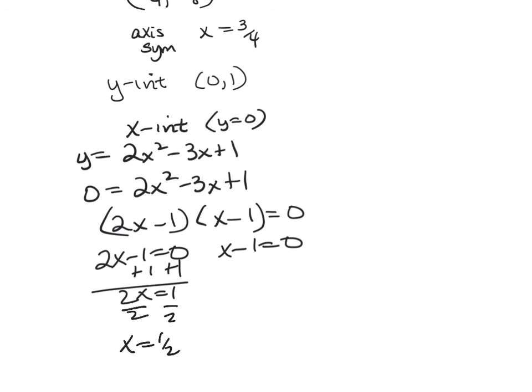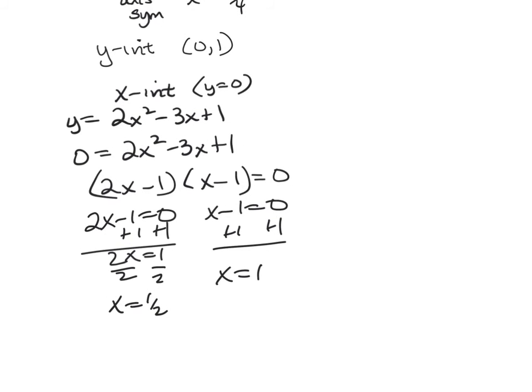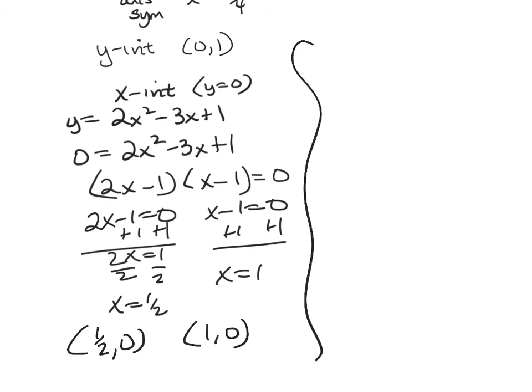So x equals 1/2 and x equals 1. So my 2 x-intercepts occur at (1/2, 0) and (1, 0). Now, let's say you guys don't like factoring. Instead, you wanted to just use your vertex form. Again, your vertex form was this.